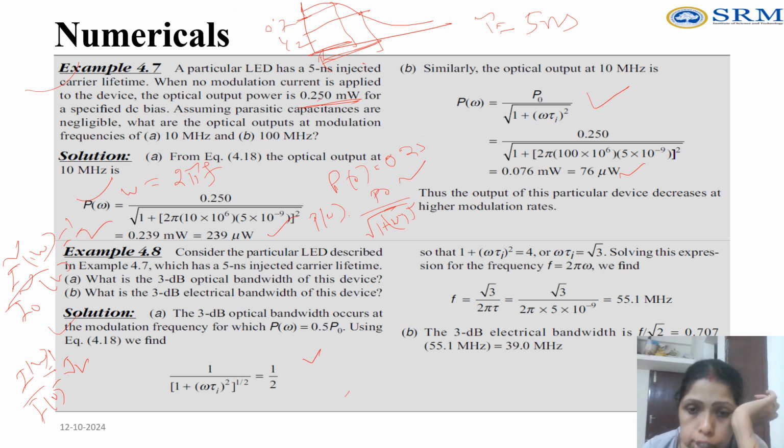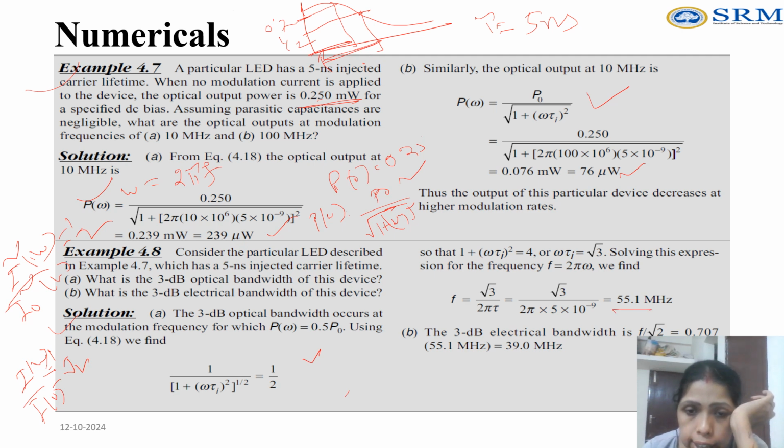Right. So if you substitute this one, you will get omega tau is equal to root 3. And what will be the f? f is equal to, instead of omega, you can write 2 pi f, then f is equal to root 3 by 2 pi tau. The tau is 5 nanosecond. So this is the f. So this is the bandwidth for the optical.